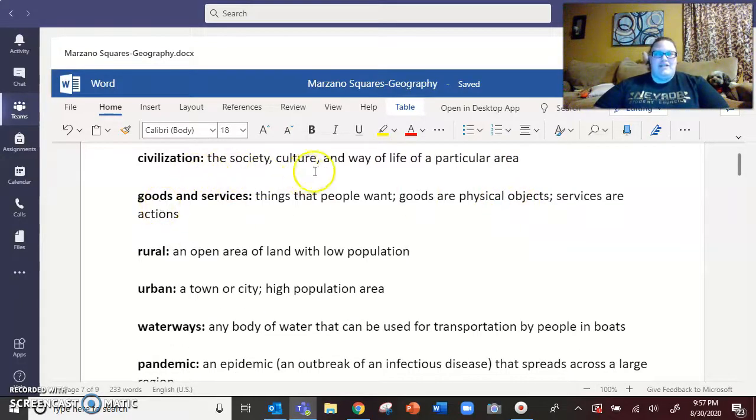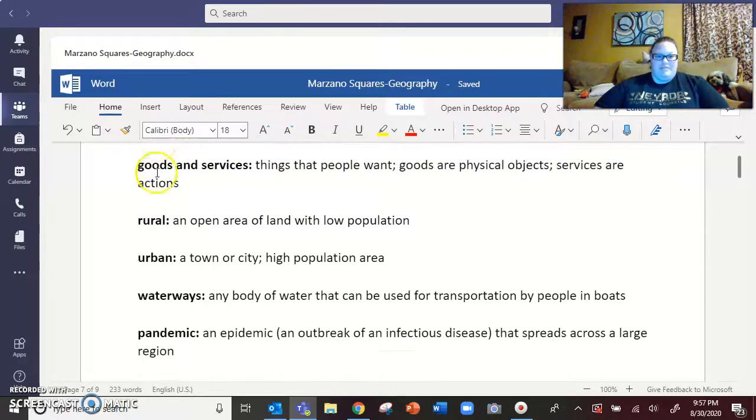So different areas obviously have different civilizations. Think about people in different countries. Think about people who speak different languages, have different music, different food. All of this is different parts of their culture, and therefore it is different civilizations. In 6th grade, we'll be talking about a lot of different ancient civilizations.